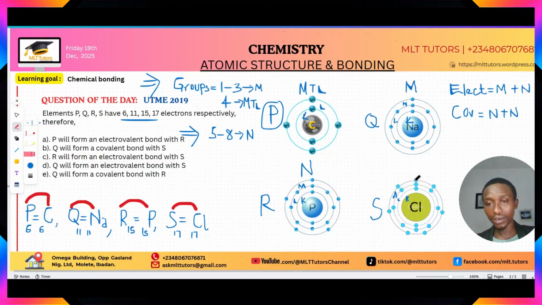Let's count. 1, 2, 3, 4, 5, 6, 7. So S has 7 valence electrons, 7 electrons in the outermost shell. Definitely, S belongs to group 7.